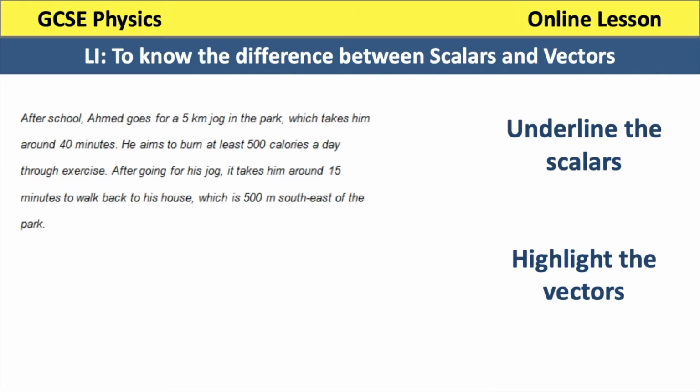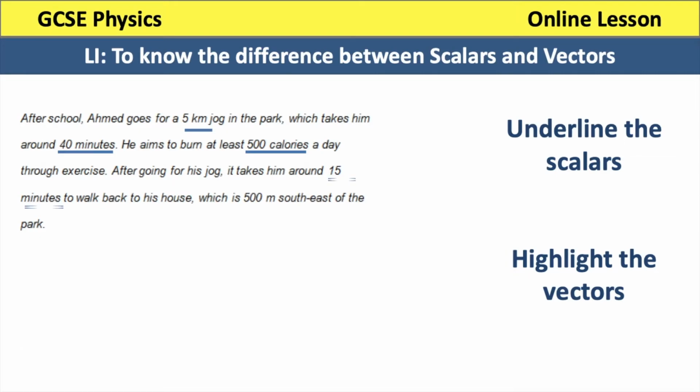Now, after school, he goes for a 5 kilometre jog in the park. That is, of course, a scalar. And it says it takes him 40 minutes. 40 minutes, again, is a scalar quantity because it doesn't have a direction. He aims to burn at least 500 calories. 500 calories there, sort of an amount of energy really. That, of course, is a scalar, it doesn't have a direction.